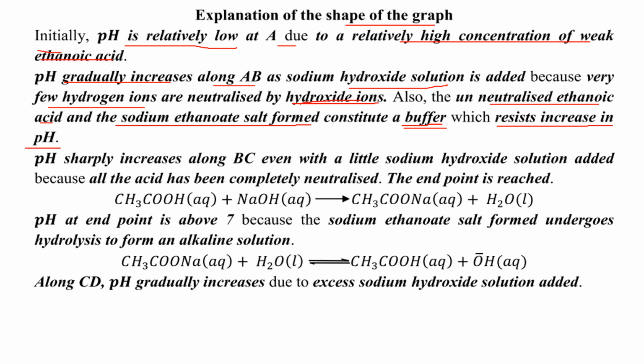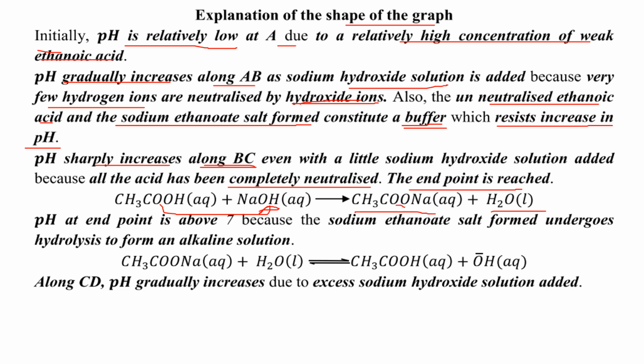So going to the variation of pH along BC, we are going to say that pH is sharply increasing. And he said that here there are 3 points. One of them is because of complete neutralization, and the other is because of the endpoint being reached. To show that, we write an equation: ethanoic acid reacting with the sodium hydroxide that is being added. For complete neutralization, you form what we call sodium ethanoate and water.